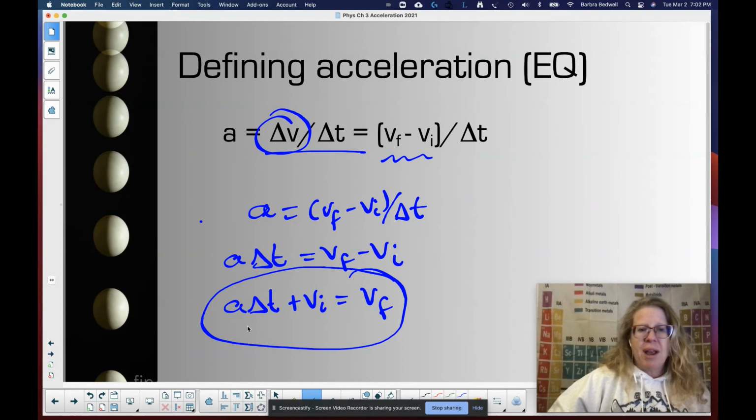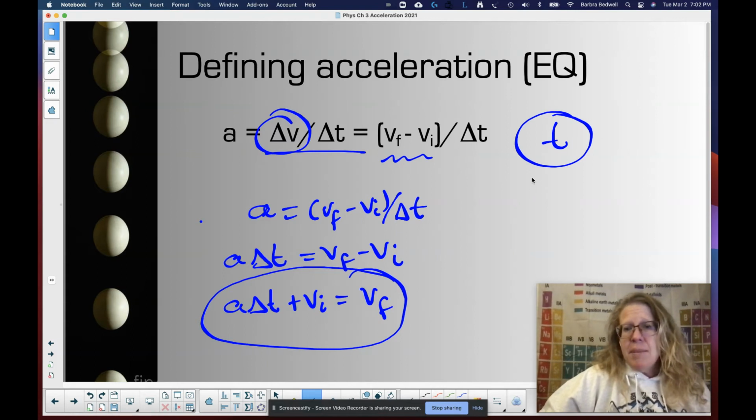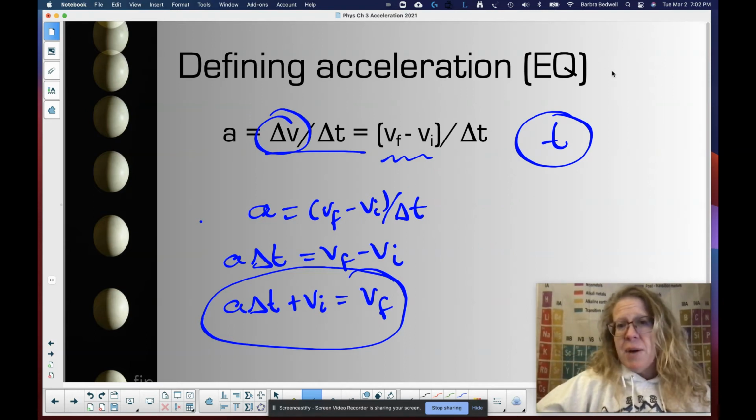A lot of times the triangle is left out for t. It's assumed that if you're talking about time, it's elapsed time, how much time has passed. So sometimes you'll see it as t, and sometimes you'll see it written as triangle t, delta t. They're both the same thing, actually, in this particular case. There is a difference, however, between v and delta v, so we do have to be careful.